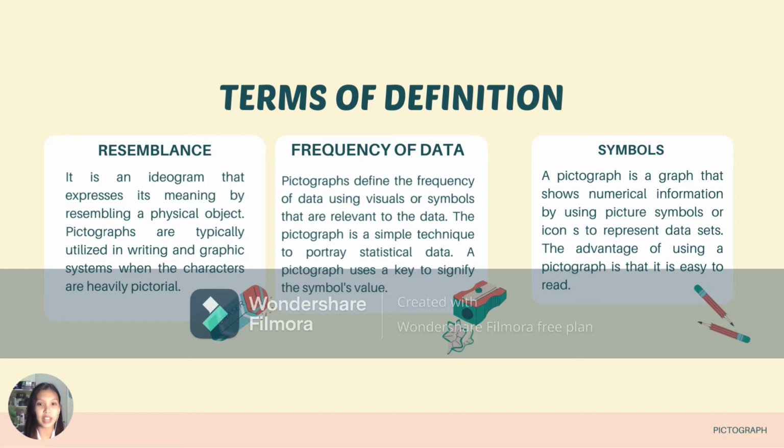Step 3 is to assign a key. Sometimes the frequency can be too high, then one symbol can't represent one's frequency. Then you must choose a numerical value that one symbol will represent. Then take note that this numerical value must be written along with the pictograph.